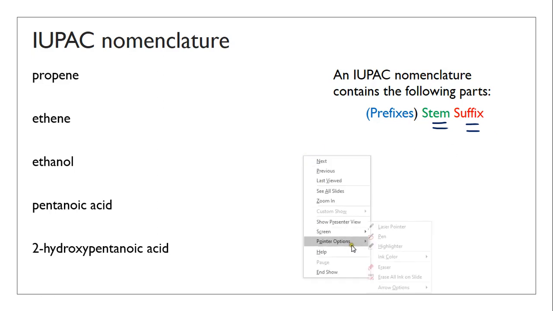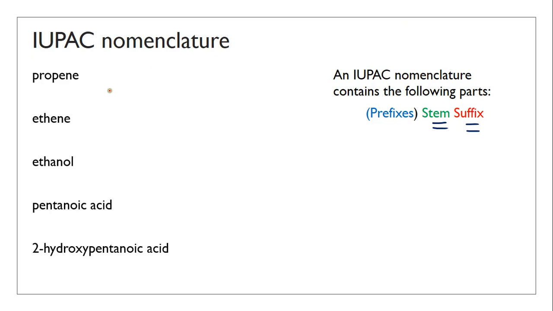So the suffix is the last part of the name. In the case of propene, the suffix is actually ene, and ethene has the same suffix. So the first 2 names indicate that the molecules have something in common because they have the same suffix. Then this one has a suffix of ol. The suffix on this one is oic acid, and this one's also oic acid. So the last 2 have something in common.